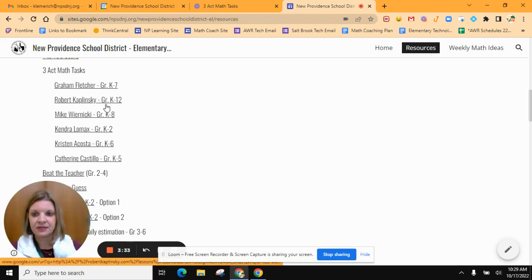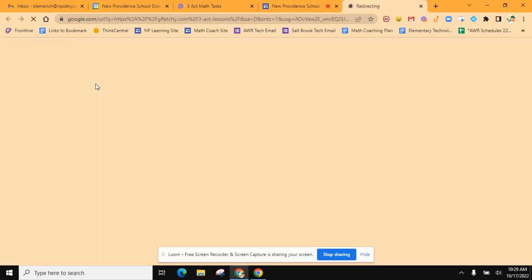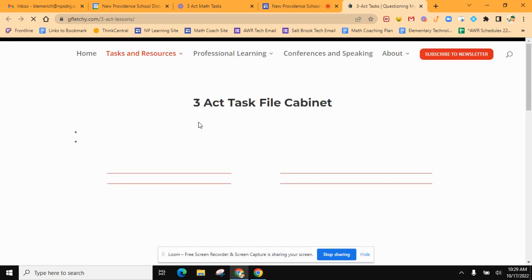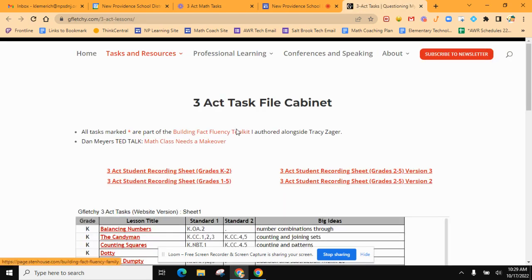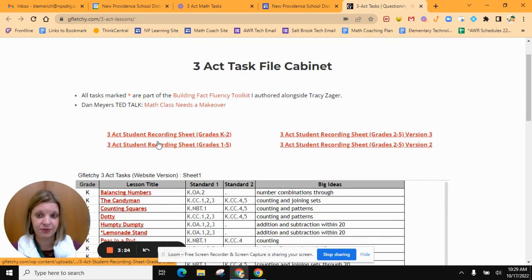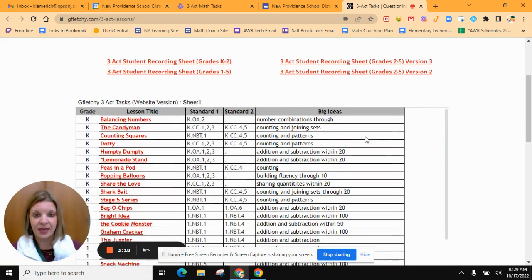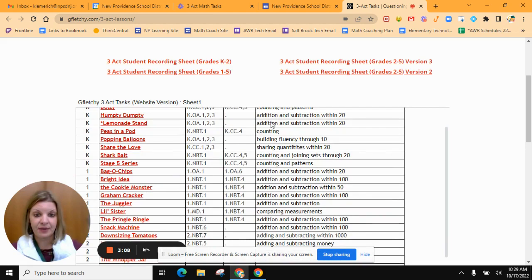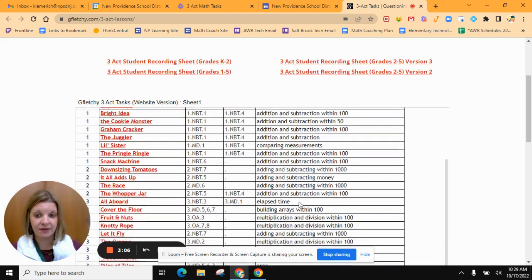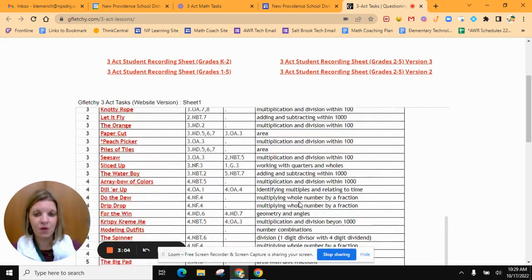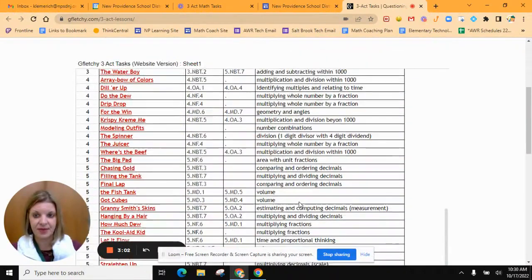So you can see different sites. If you pick any of them, Graham Fletcher, I use quite a bit of his. Something I love about his is that he has recording sheets for grades K to 2 or second to fifth grade versions, and I can show you what that looks like. But if you pick by standard, you'll see it's set up by grade level and then by standard. So if you see what standard you're working on in your book, and then pick, it has the topic on the right. So you can explore all the different three-act math tasks that are made.